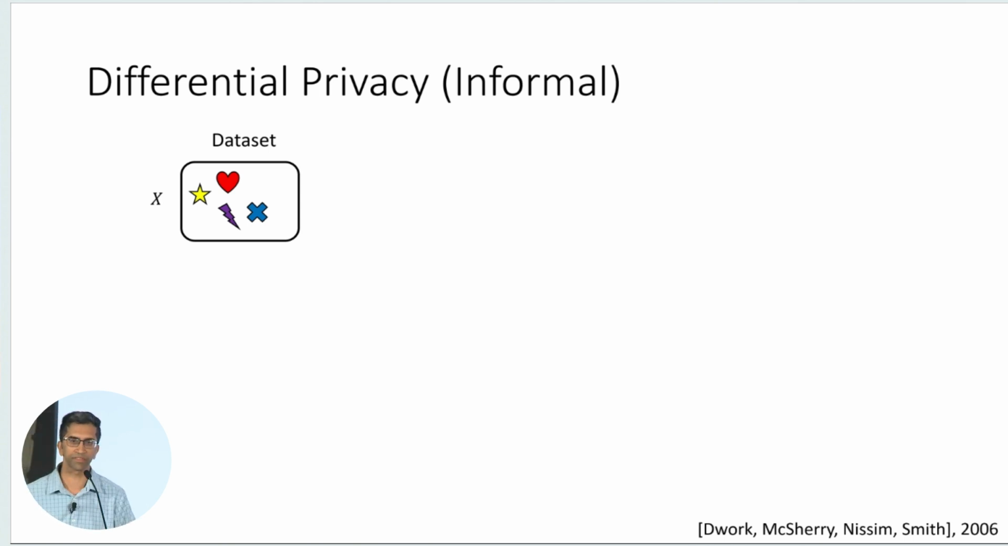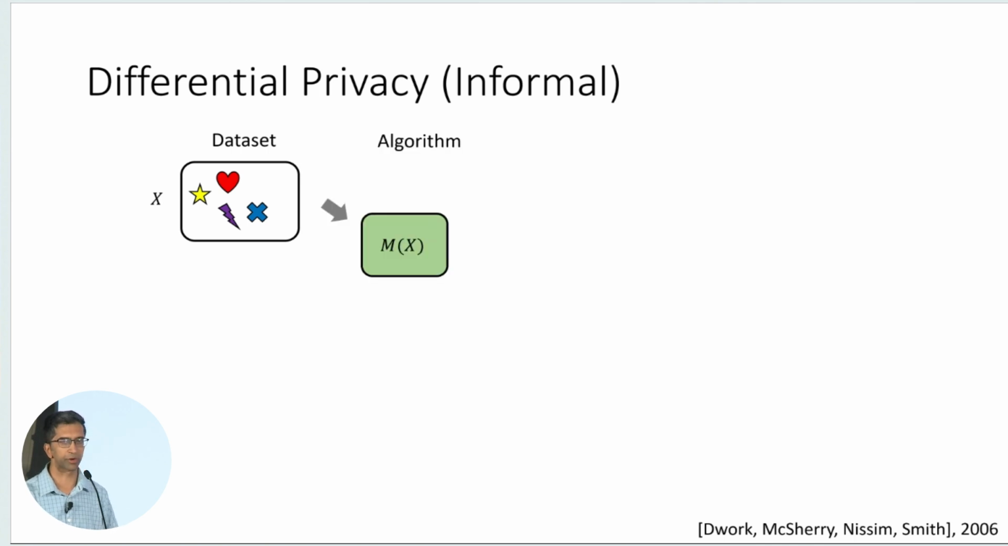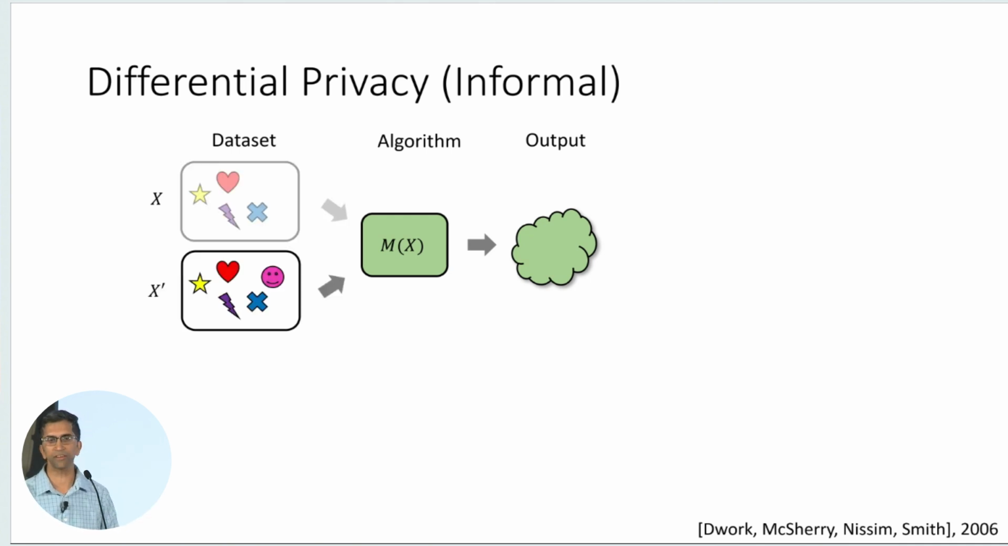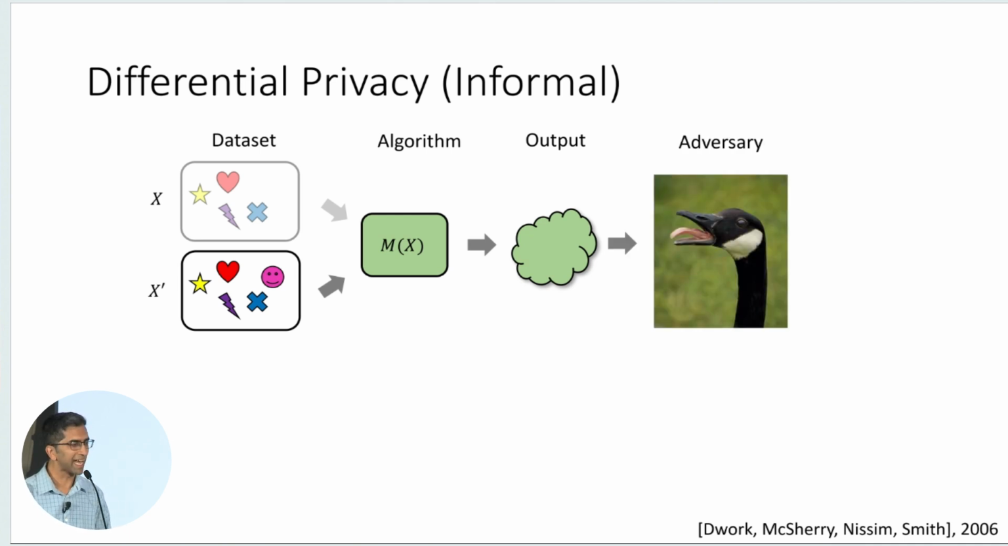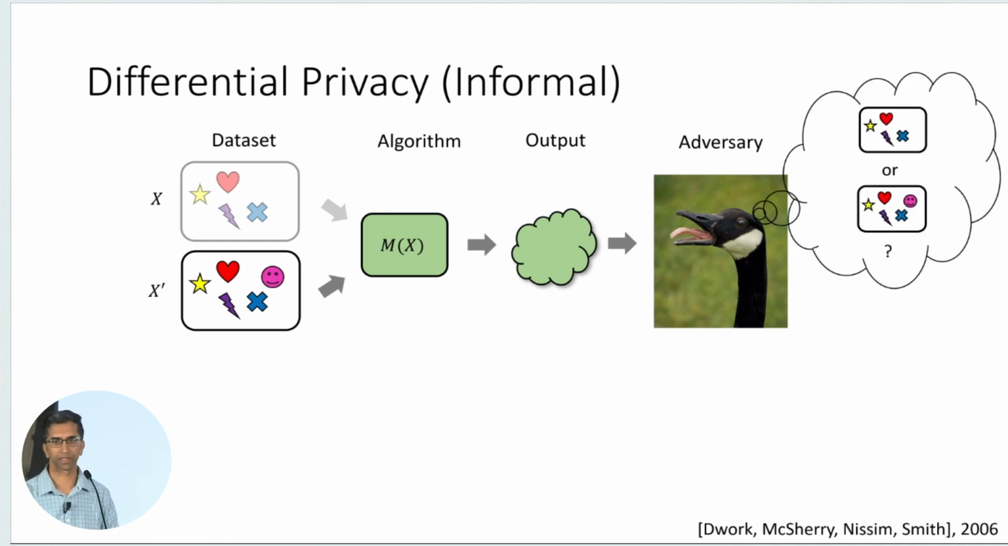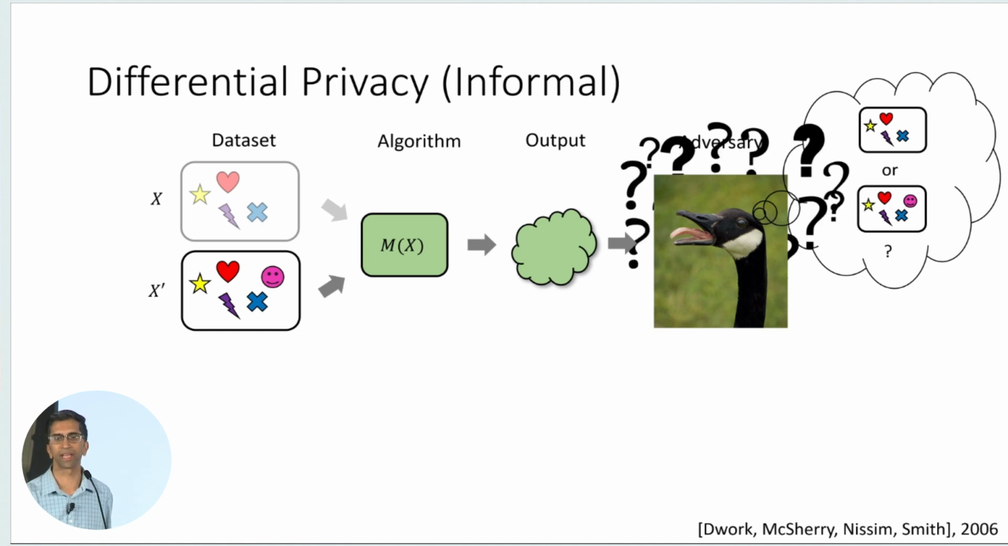We imagine there's some sort of data set which is fed into an algorithm or, say, a machine learning training procedure which produces an output, say, a trained machine learning model. Alternatively, you can imagine there's a different data set which is fed into the algorithm which produces an output. And an adversary is looking at the output of this algorithm, and it's trying to figure out what was the input. Was it x or x prime? And if it can't do better than, say, randomly guessing between the two, we'd say the algorithm is differentially private.